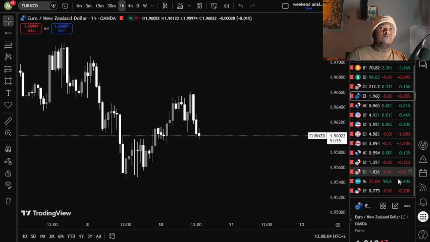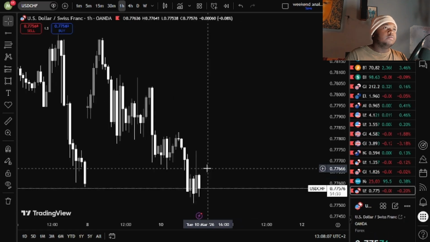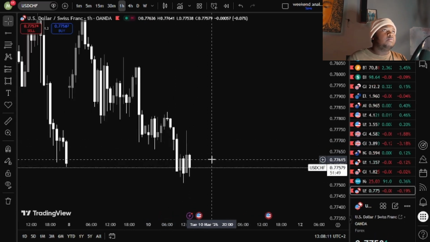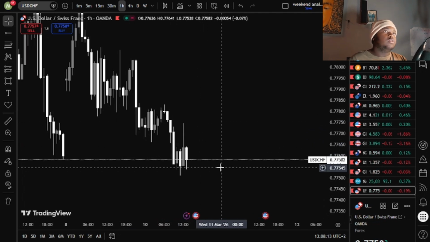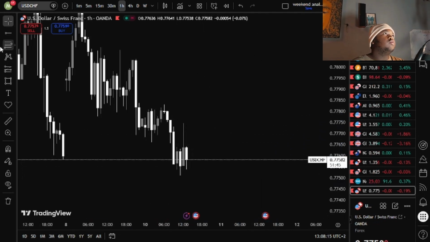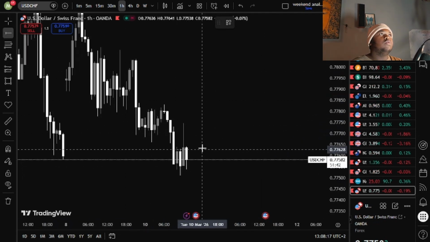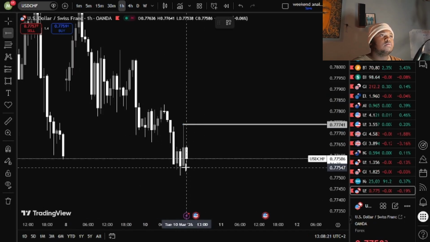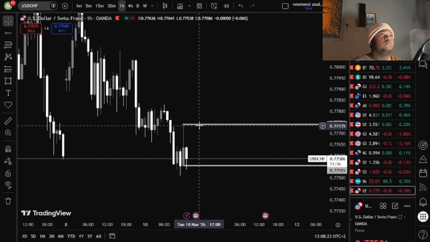So let me see if I can find you a trade. And remember guys, if the market sweeps in both directions, that means there is no trade. So as you can see on the USD Swiss franc, we already have a sweep. And it's a beautiful sweep, guys.